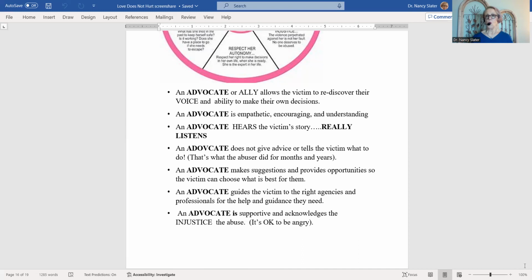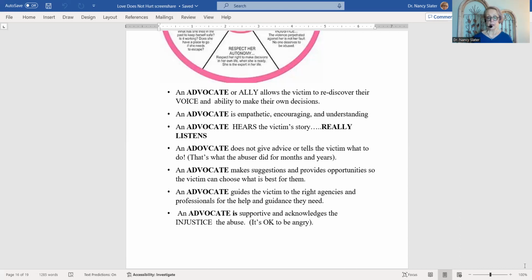So more and more, day after day after day, we give them suggestions, give them opportunities, help them make decisions. And then when they're transitioning into their transitional housing or into their own apartments, they're well practiced. They've learned now that they do have a voice, and they've grown up. They've become adults. An advocate guides the victim to the right agency and professionals and helps them get the help they need. Do you need food stamps? Do you need childcare? Do you need TANF? Do you need therapy, counseling? Do we need to get you to a doctor? Do you need medical care or dental care? We can help do that.